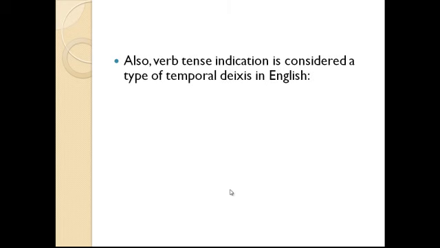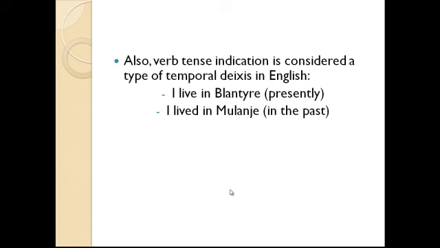Also, verb tense indication is considered a type of temporal deixis in English. When somebody says, I live in Blantyre, this means presently the person is living in Blantyre. What about I lived in Mulanje? That communicates time, that it is in the past. And that is why we're saying verb tense indication is considered also a type of temporal deixis, because it is indicating something to do with time.